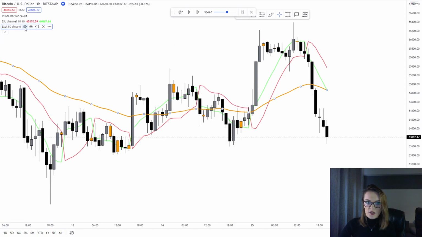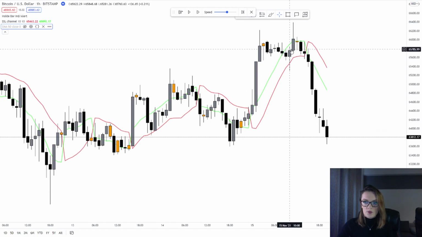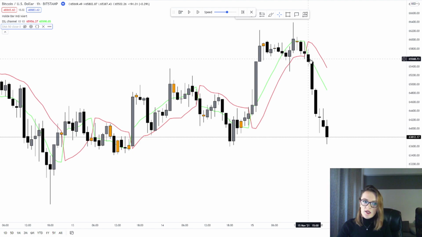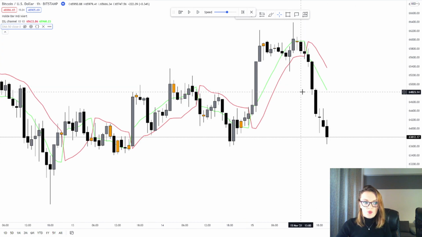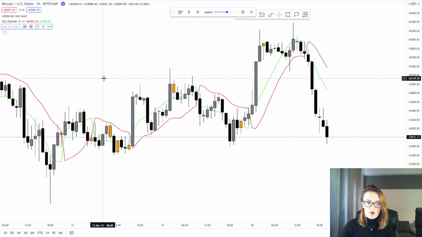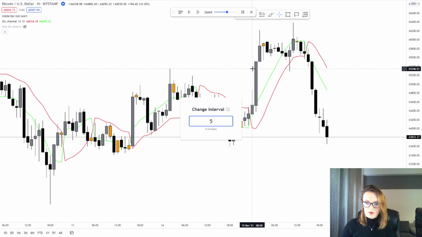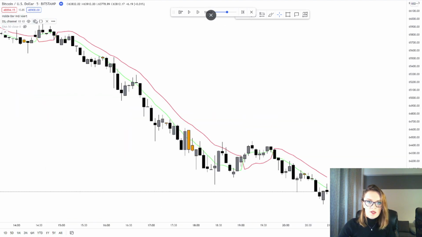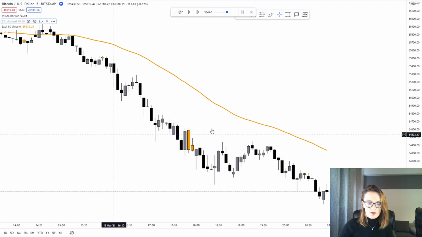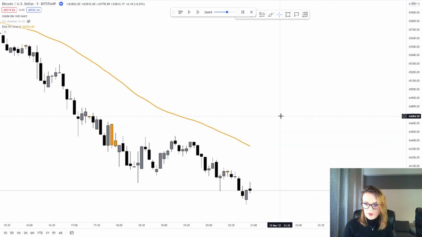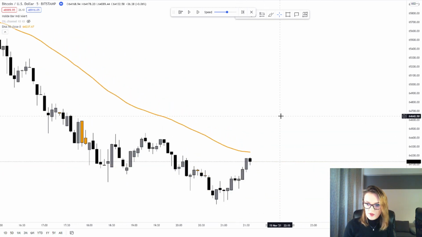I will hide the 50 EMA for the moment because we are on the anchor chart on the 1 hour time frame. And as we can see here, the green line crossed below the red one, so this indicator is saying to us that the trend has changed to the downside. This is the moment when we want to search for a sell trade, so we switch the time frame to 5 minutes. And I will hide the SSL channel and put the 50 EMA here.